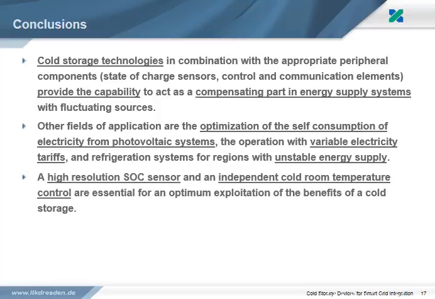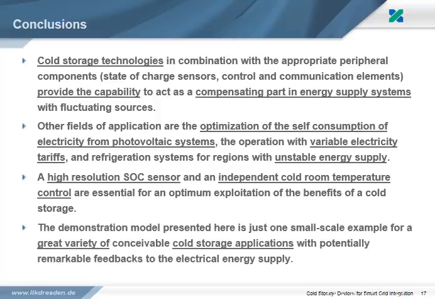A high-resolution state-of-charge sensor and an independent cold room temperature control are essential for optimum exploitation of the benefits of a cold storage. And as an important point, I want to emphasize that the demonstration model presented here is just one small-scale example for a great variety of conceivable cold storage application with interesting feedback to the electrical energy supply.